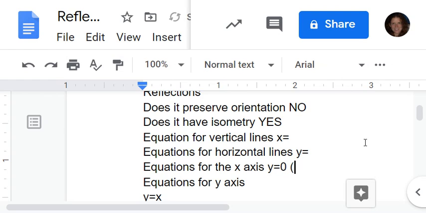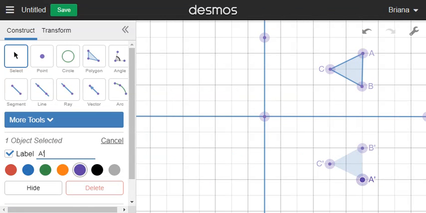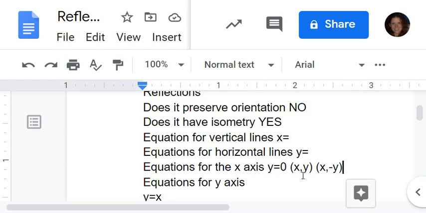And this formula goes from x comma y. When we flip it over the x-axis, we get x comma negative y. Let's see if that's true, looking right here. This point right here, B, is over 6, up 2. And if we look at B prime, we're over 6, down 2. So that works perfectly, just like this equation does.